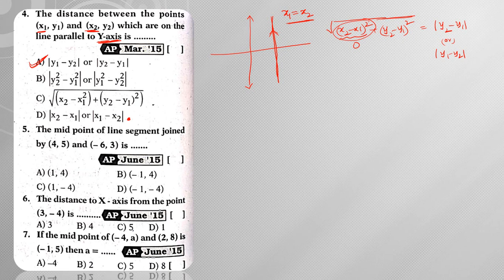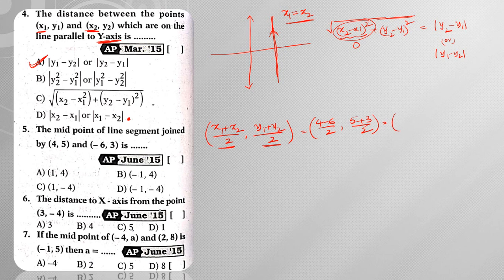Next, the midpoint of the line segment joined by 4, 5 and minus 6, 3. Already we know the formula for midpoint. What is the midpoint formula? x1 plus x2 by 2, y1 plus y2 by 2. Since it is a point, we write the x coordinate first and the y coordinate next. Now on substituting the values, I get 4 minus 6 by 2 comma 5 plus 3 by 2.